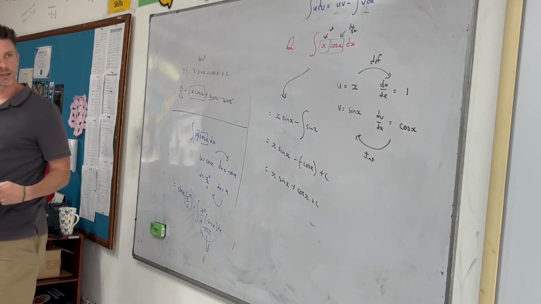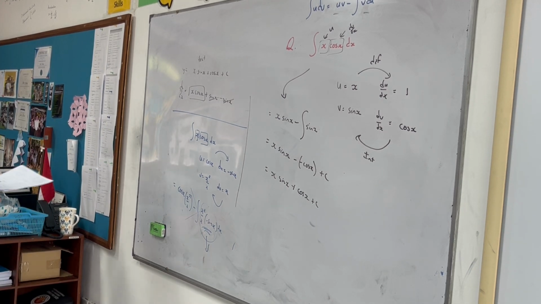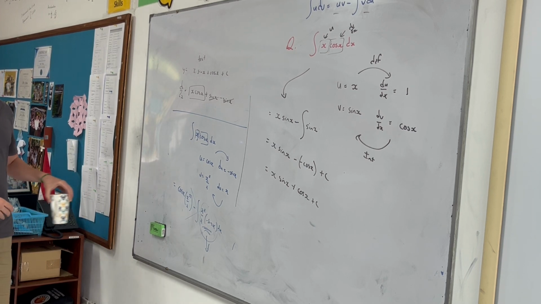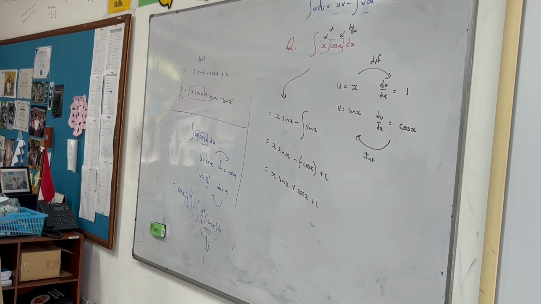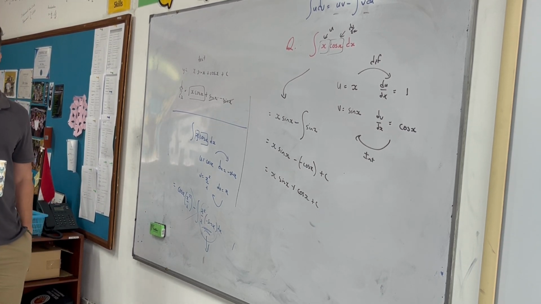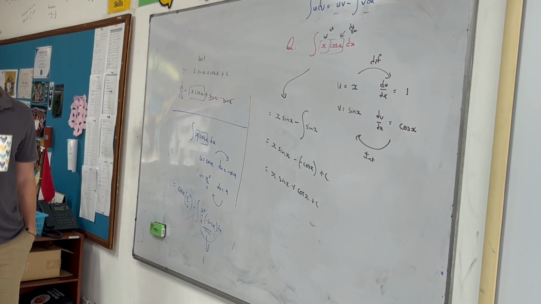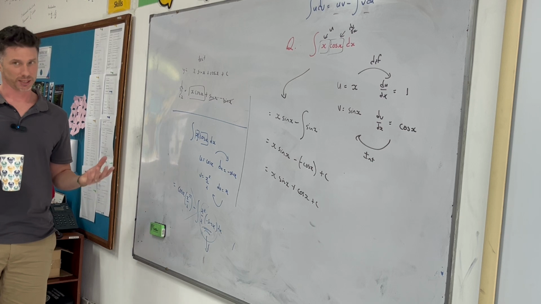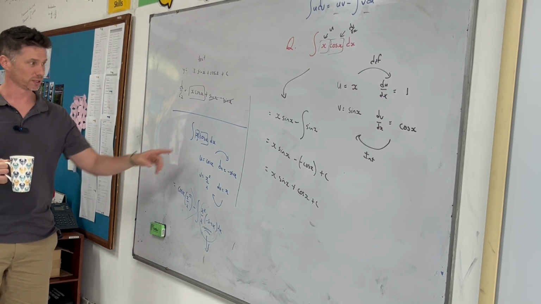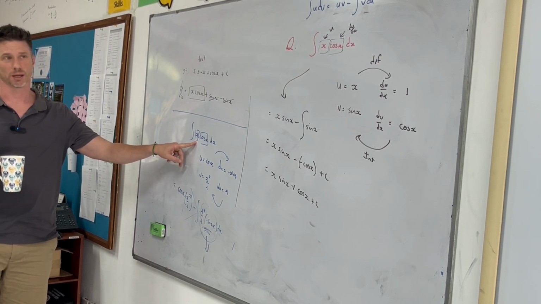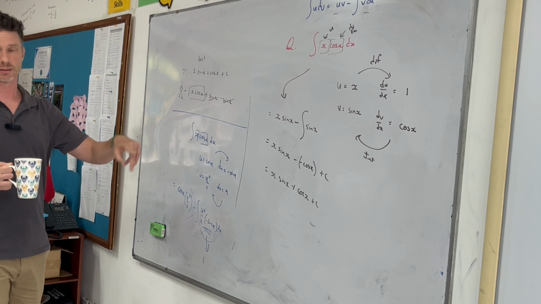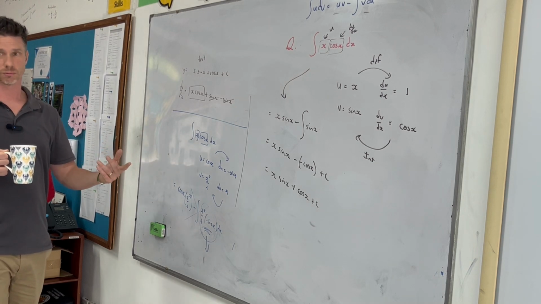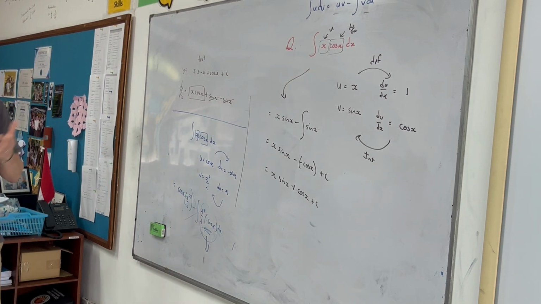Wait, so how are you meant to choose which one? Yeah, so there's no set rule, I can't say you definitely pick this. Well, let's look at more examples. If there's an x on its own, ever, pick the x as u. Like if there's an x or 2x or something like that, pick that as u, because that differentiates to a constant, which makes it much easier, okay?